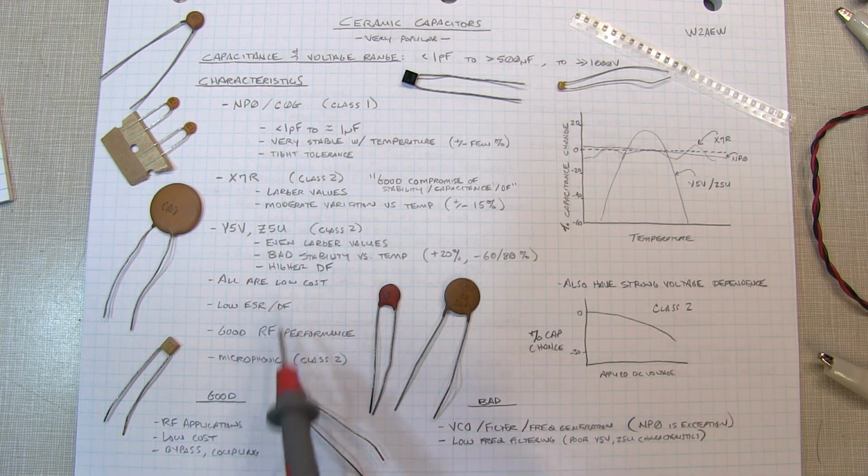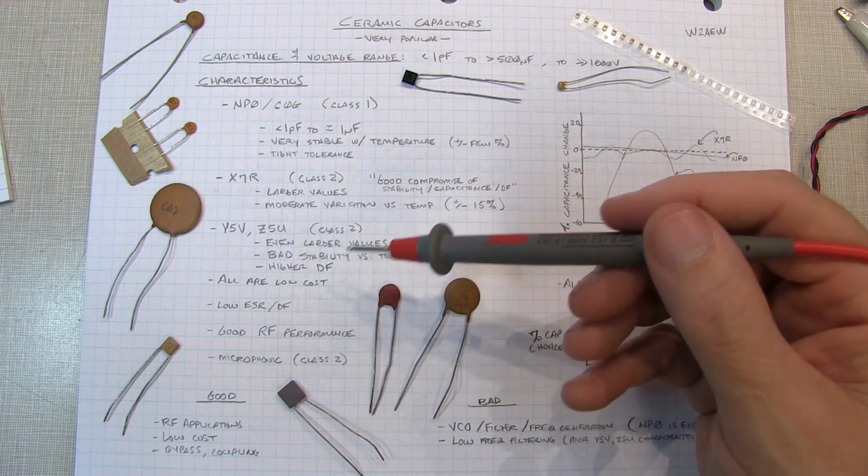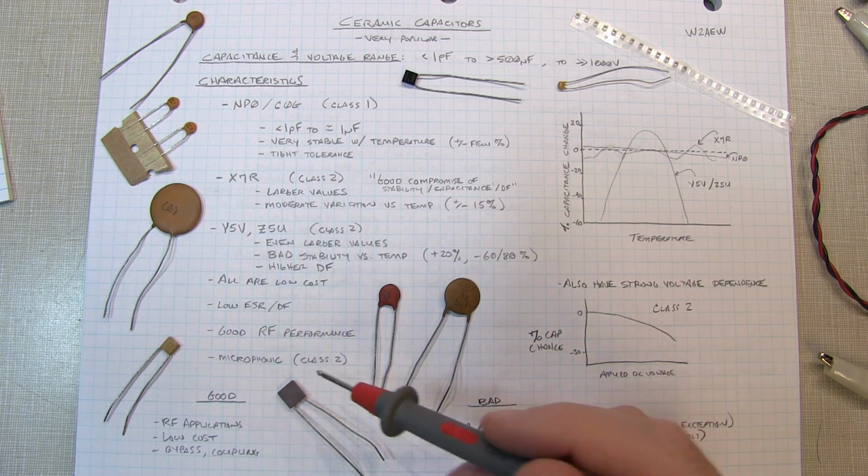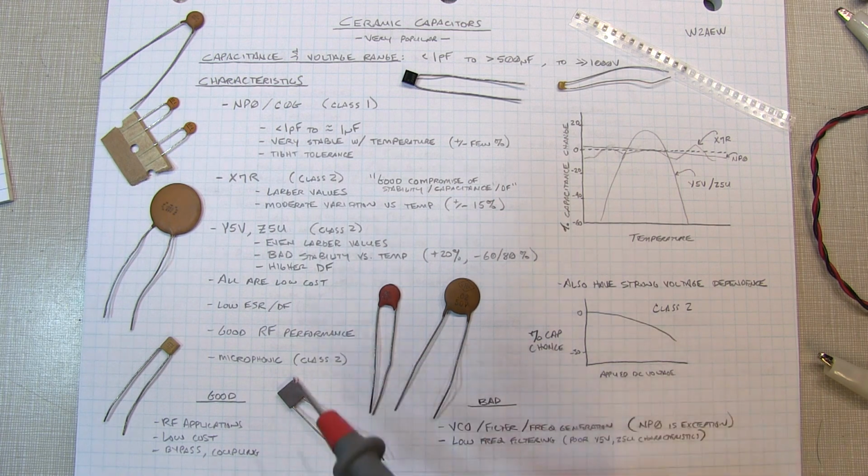All of the ceramic caps are generally pretty low cost. They've got low dissipation factor, low ESR, good RF performance. But the ceramic materials are also microphonic. So if they're in a high vibration environment or things like that, that can actually cause the capacitor to become a little bit microphonic, almost like a quartz type of device. So you have to kind of be aware of that.